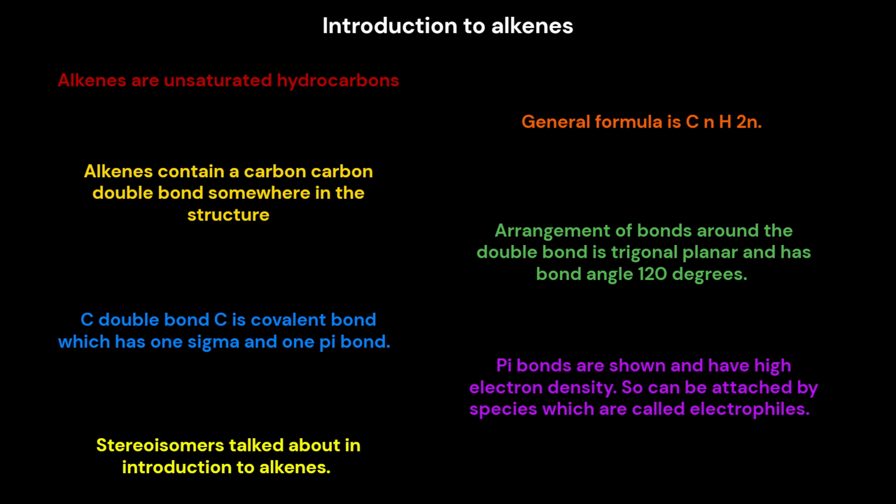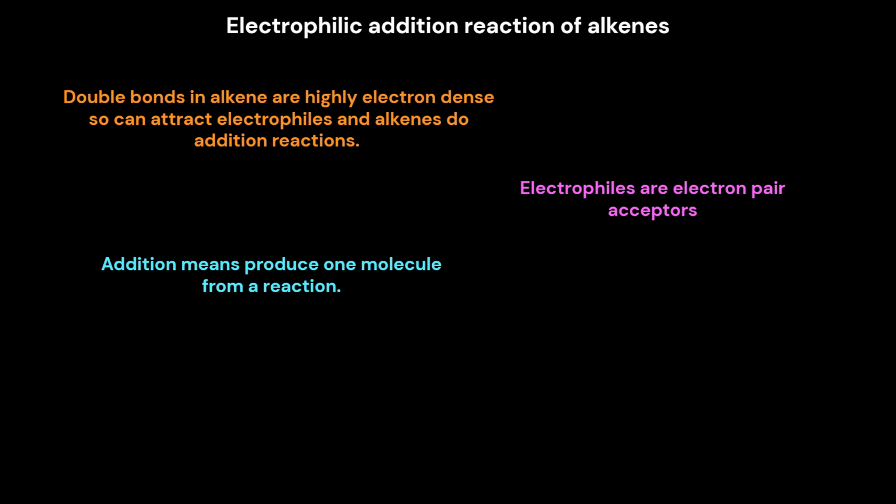Pi bonds have high electron density, so can be attacked by species which are called electrophiles. Stereoisomers are also talked about in the introduction to alkenes. Electrophilic addition reaction of alkenes. Double bonds in alkenes are highly electron dense, so can attract electrophiles, and alkenes do addition reactions. Electrophiles are electron pair acceptors. Addition means producing one molecule from a reaction.